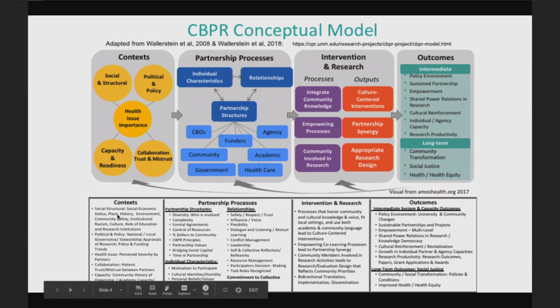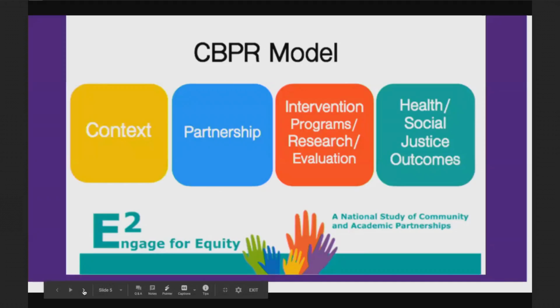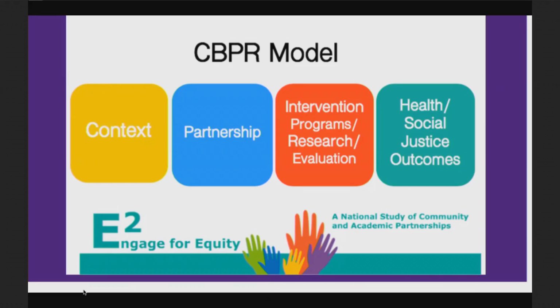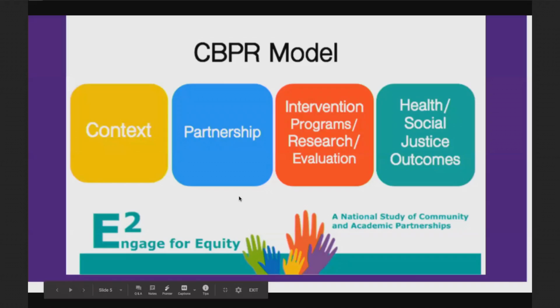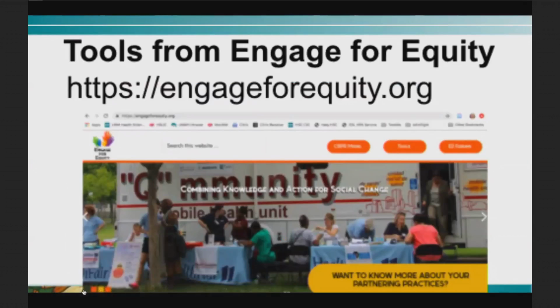If you go down to each one of the boxes, there's context, and the data has shown from this research that certain contextual factors, partnership factors, intervention and research factors lead to improved outcomes. If you look at the whole model, it really comes down to four main blocks of domains: context, partnership, intervention and programs, and health and social justice outcomes. Here are the tools for Engage for Equity if you want to look more at these tools.